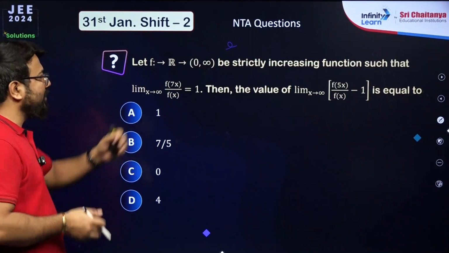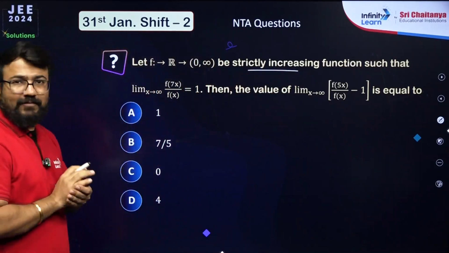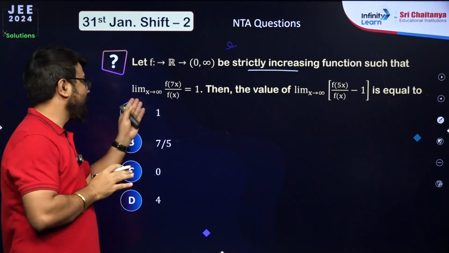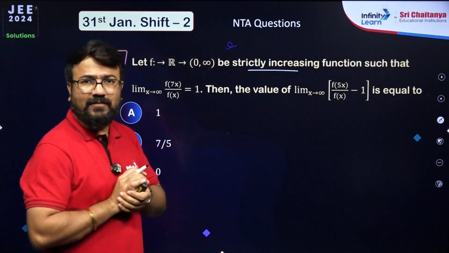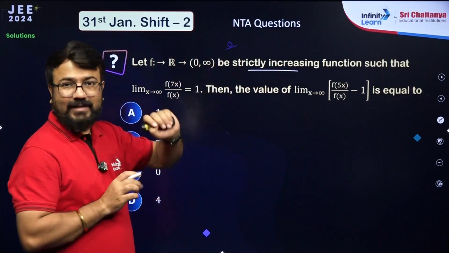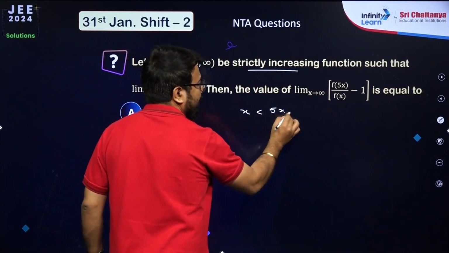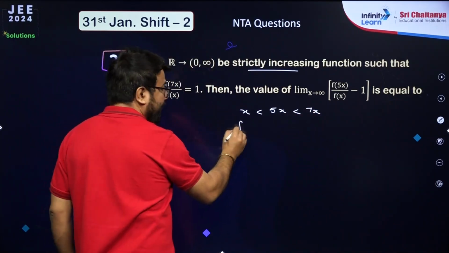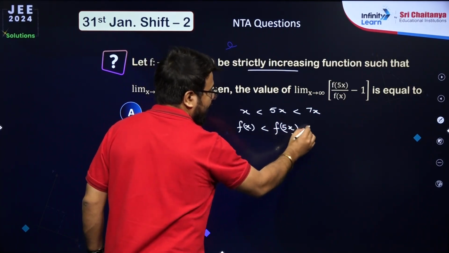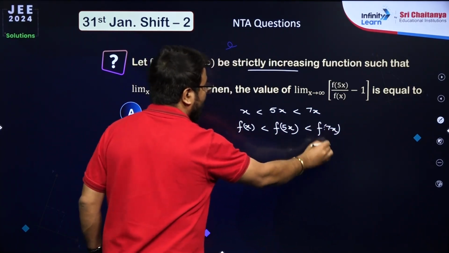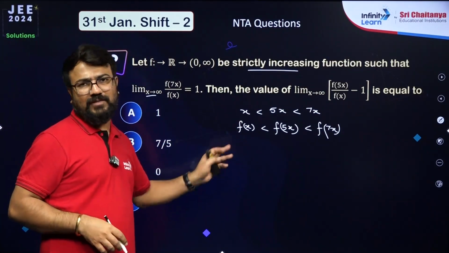Moving forward to the next question, there is a function which is strictly increasing, such that the limit of f of 7x over f of x is equal to 1 when x is tending towards infinity. We want to get the value of this expression. Since the function f of x is strictly increasing, we can say that x will be less than 5x and 5x will be less than 7x. And here f of x will have the same inequality. Since x was tending towards infinity, this is true. Then this is also true because f is an increasing function.